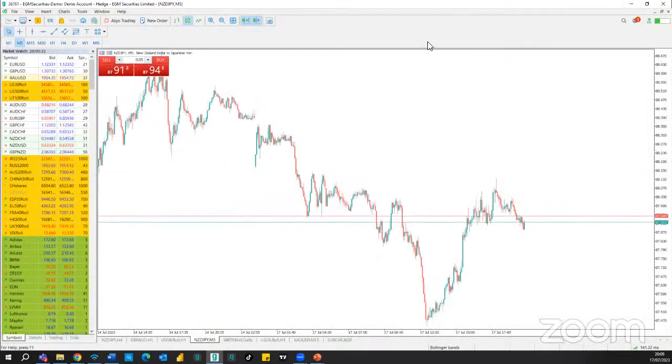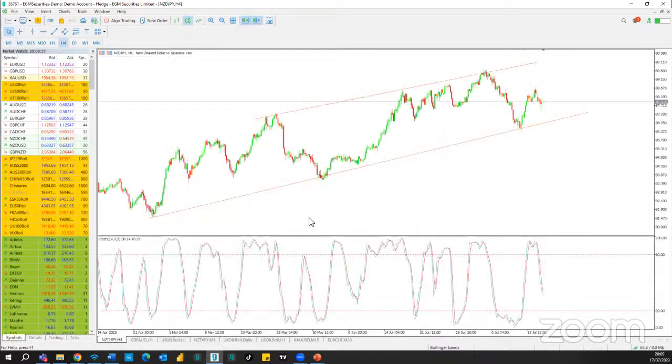Something I want to mention is the stochastic oscillator mostly will use the range or a trend signaling the reversal. So I'll start with New Zealand yen. And here you have a stochastic oscillator.